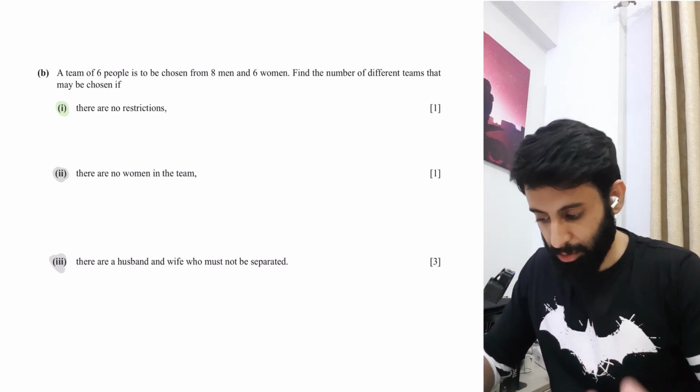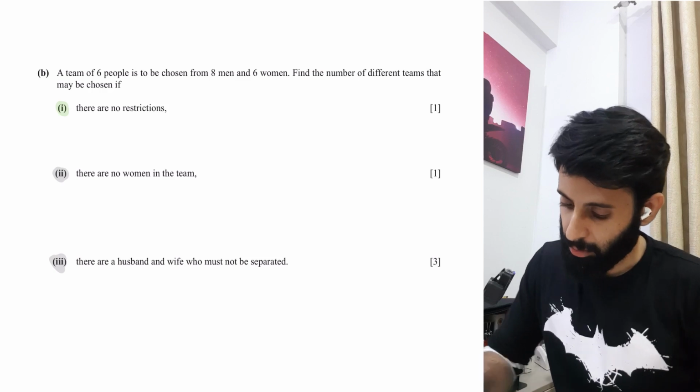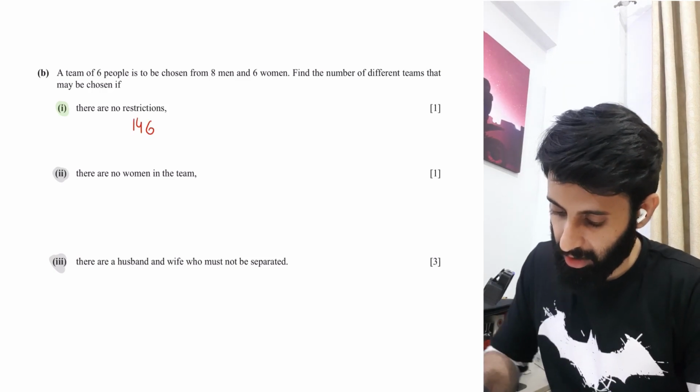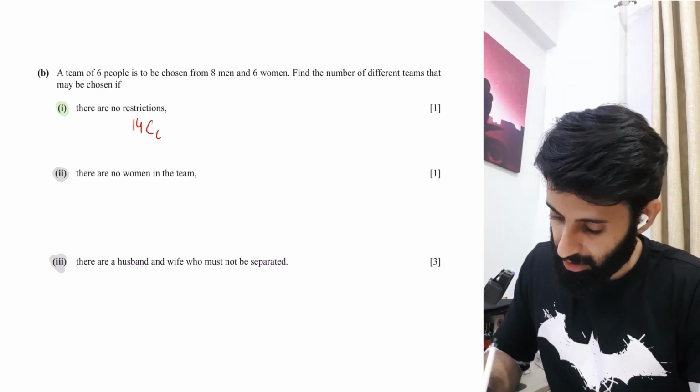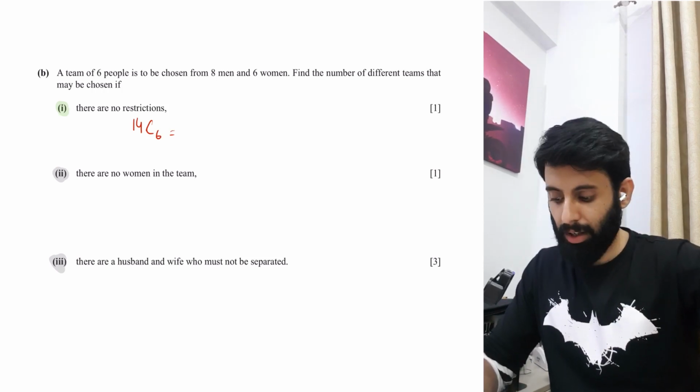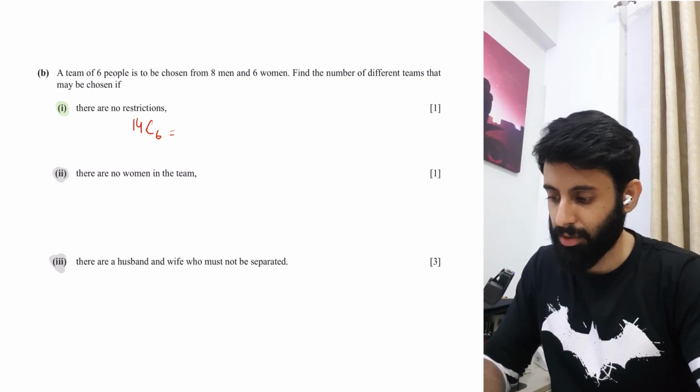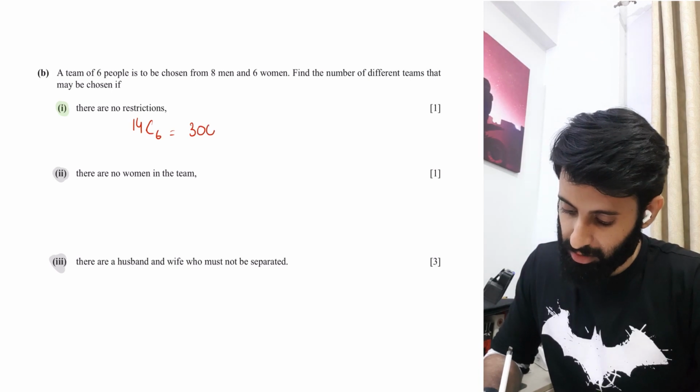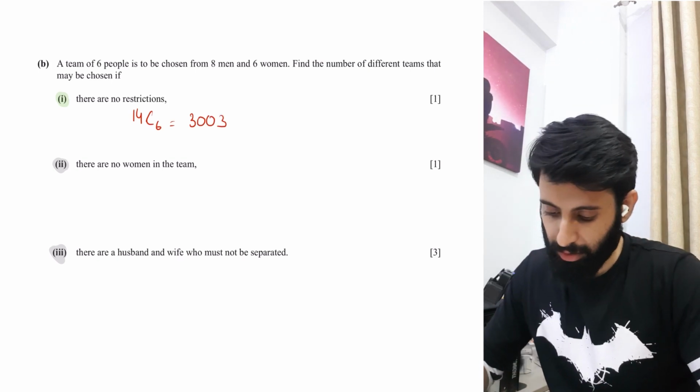So you have 14 people to choose from, and you have 6 to choose. So the way to do that would be 14C6. Now remember, since we're choosing people, that means we have to use C. So the answer to that is 3003. And there you go, that's your final answer.